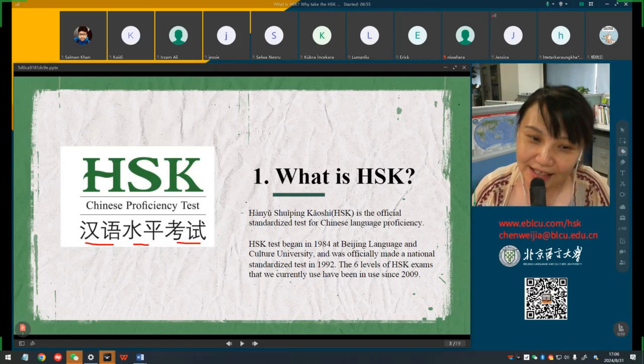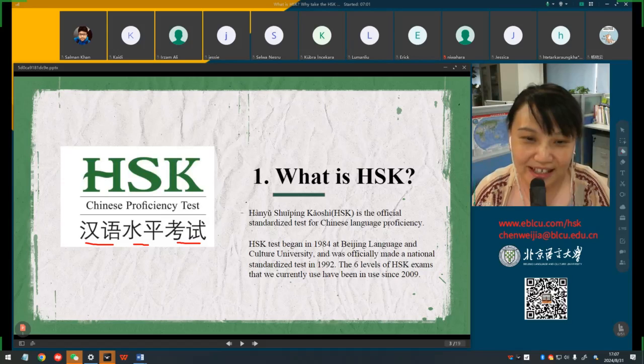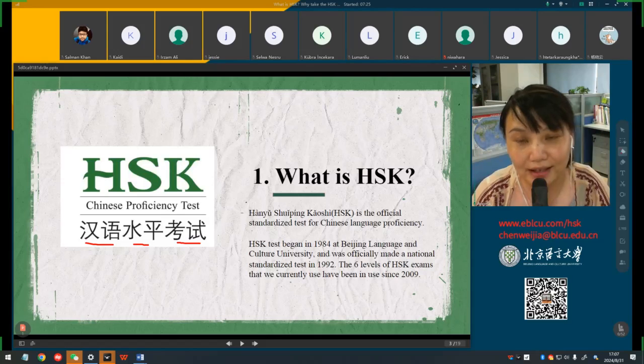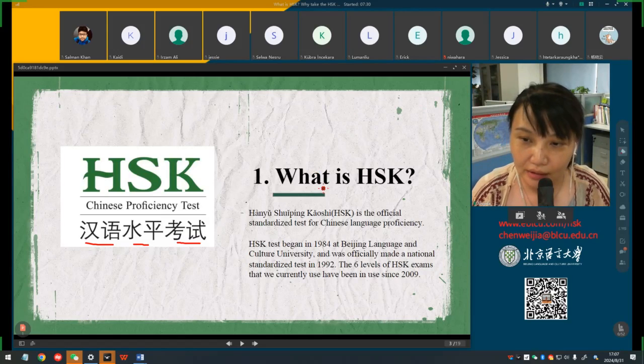The HSK test began in 1984 at our university, Beijing Language and Culture University, and was officially made a national standardized test in 1992. The six-level HSK exam, which we are very familiar with and currently use a lot, has been used since 2009. We'll give some details of them.